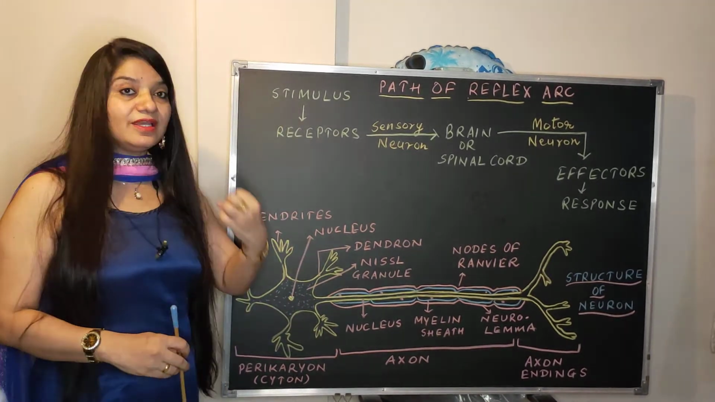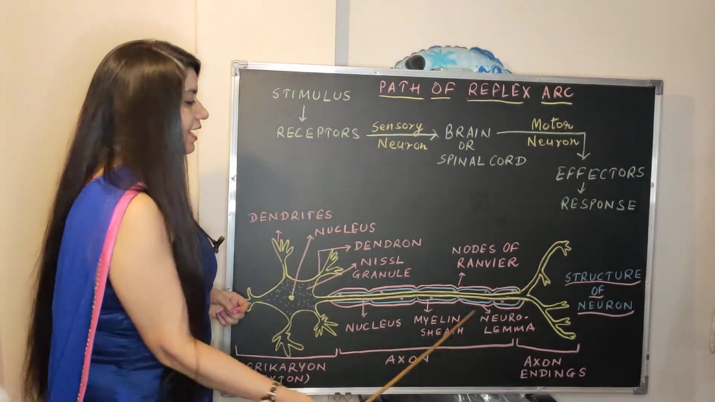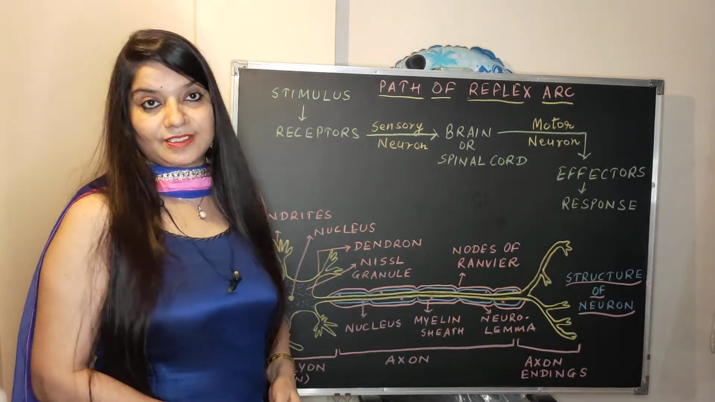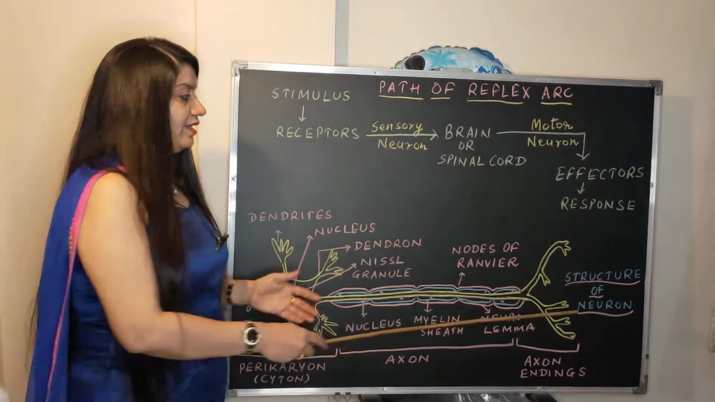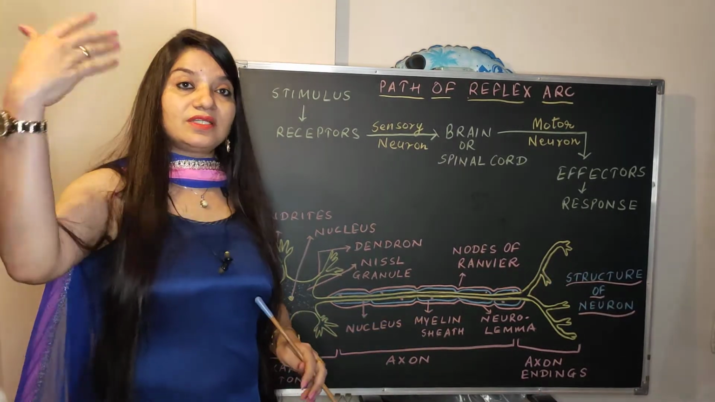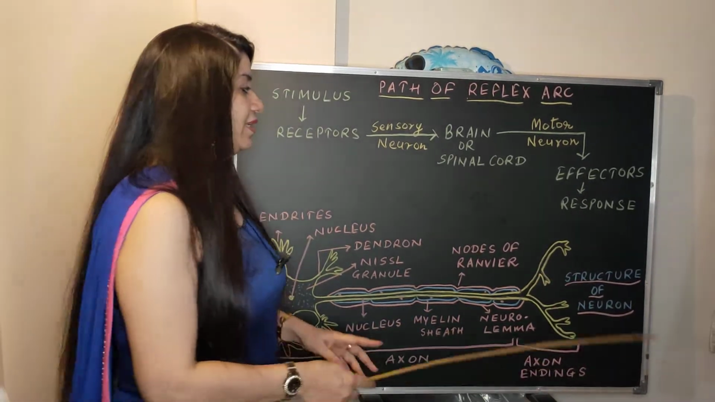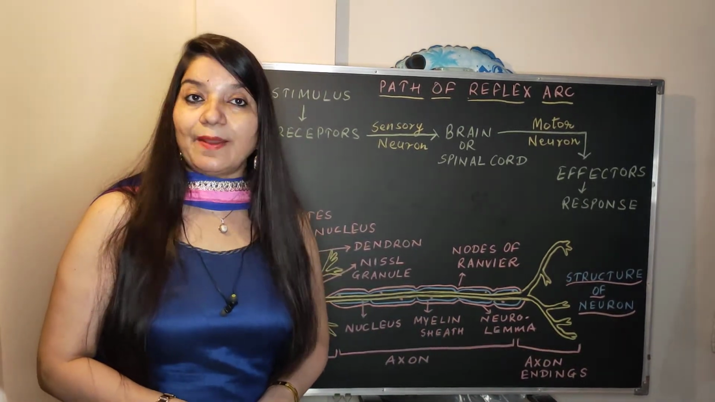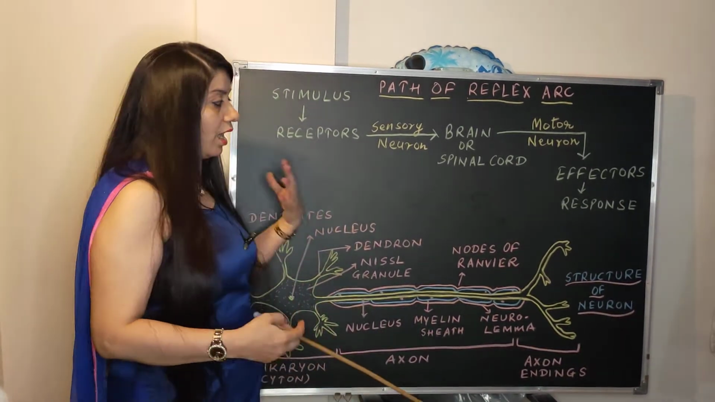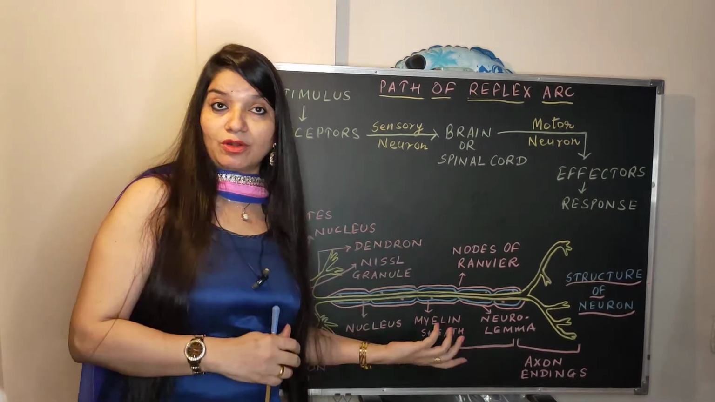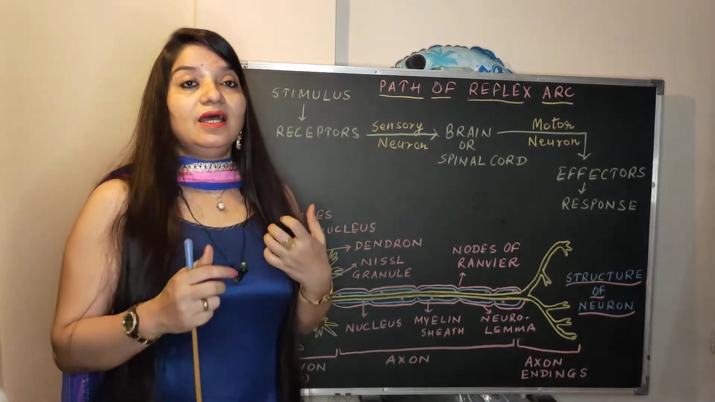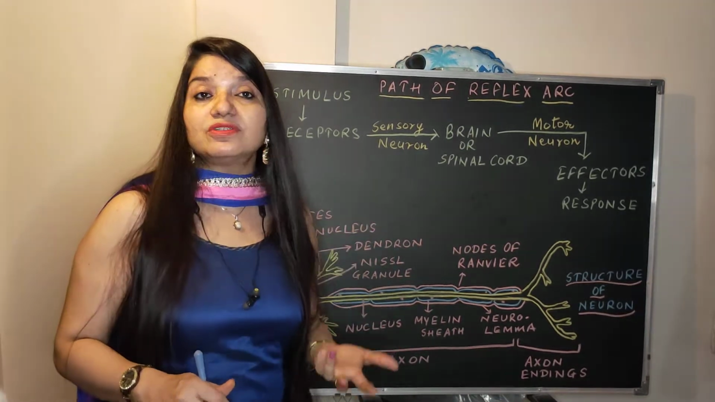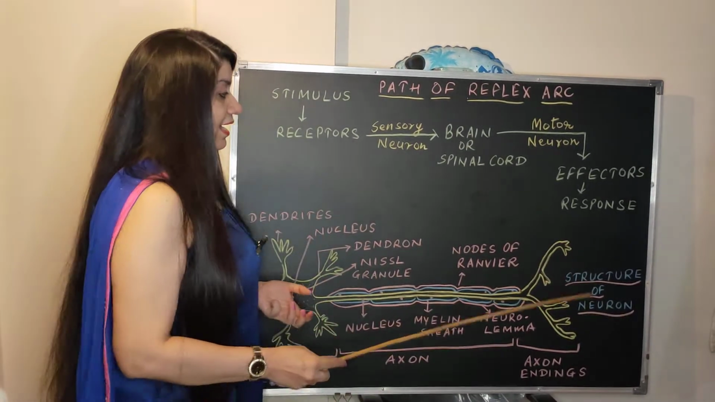Then the cyton takes the information and conveys it to the axon part, and then the axon conveys it to the axon endings. Now at the axon endings, there is the dendritic tip of the next neuron. So basically there is a gap here which is known as the synaptic cleft. How is the information conveyed from one neuron to the next neuron? It is with the help of a neurotransmitter. Neurotransmitters are released here at the gap.